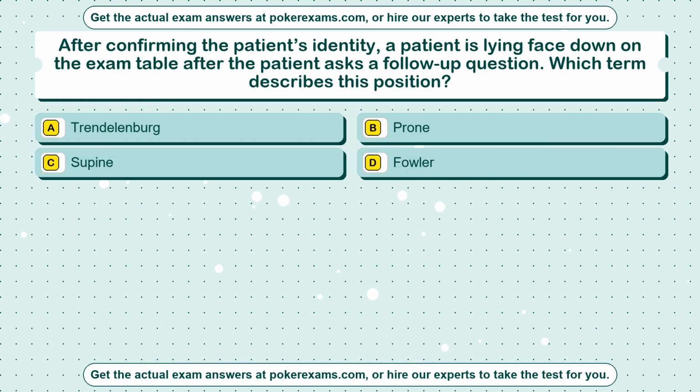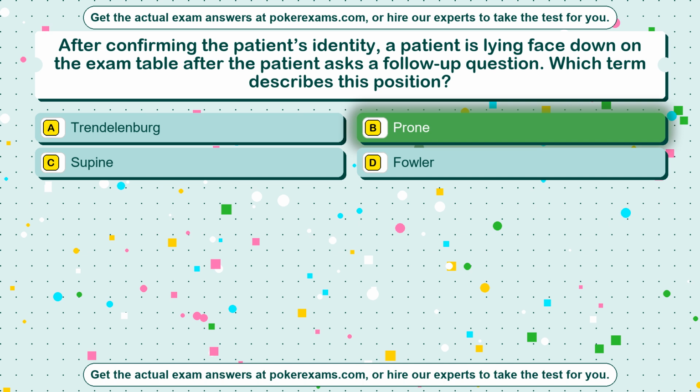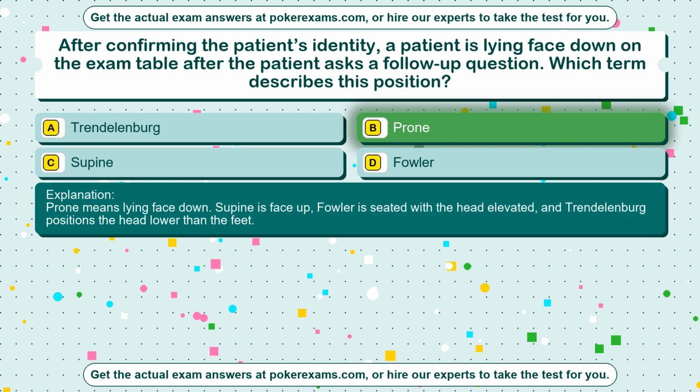Question 62. After confirming the patient's identity, a patient is lying face down on the exam table after the patient asks a follow-up question. Which term describes this position? Option A. Trendelenburg. Option B. Prone. Option C. Supine. Option D. Fowler. The correct answer is option B. Prone. Prone means lying face down. Supine is face up. Fowler is seated with the head elevated, and Trendelenburg positions the head lower than the feet.